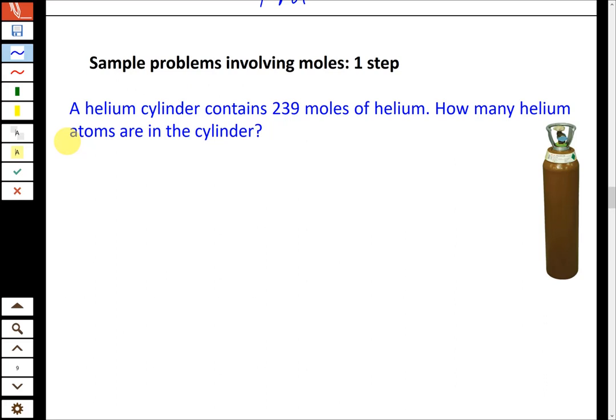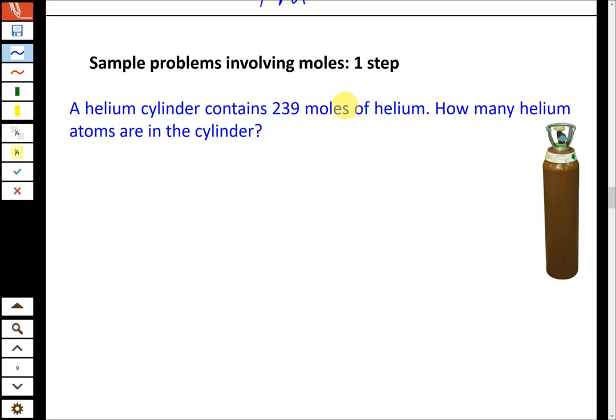So here we have a helium cylinder, becoming more and more precious as the years go on. So I encourage you not to use it for balloons anymore. We need it for other more important purposes like MRIs.